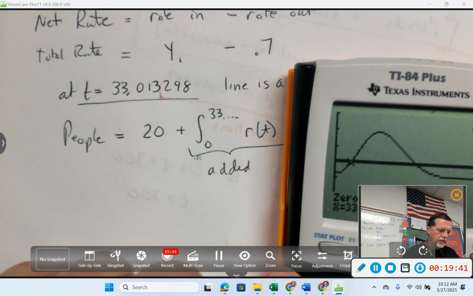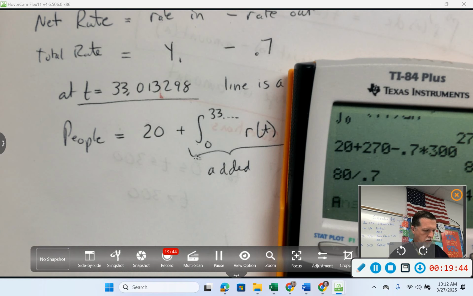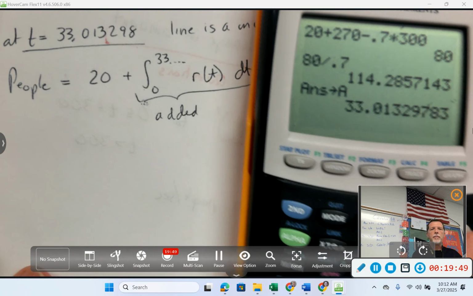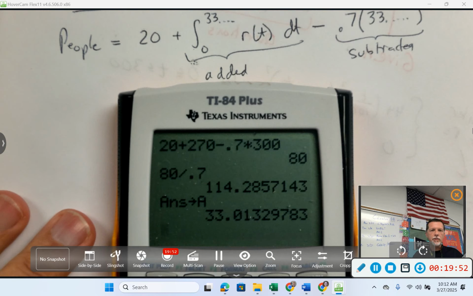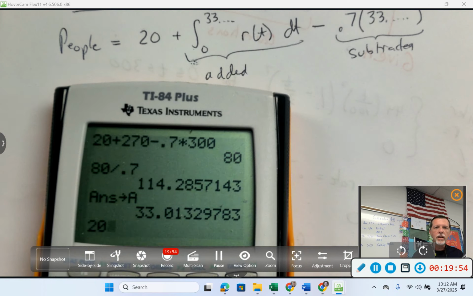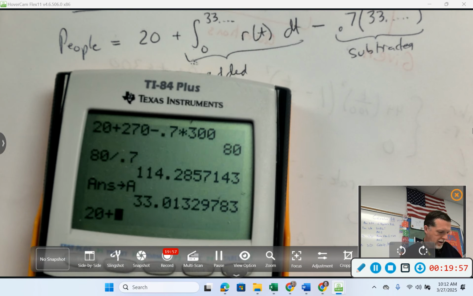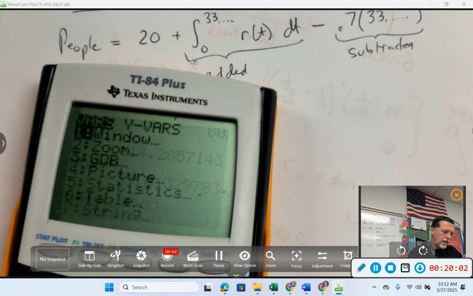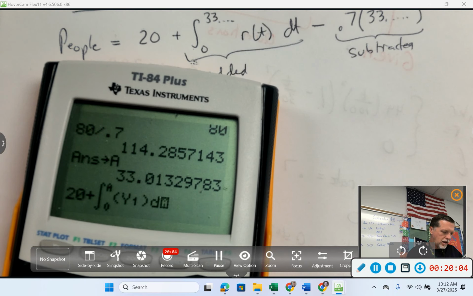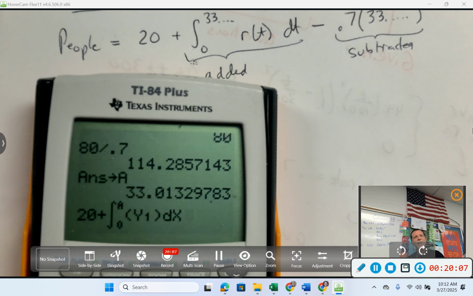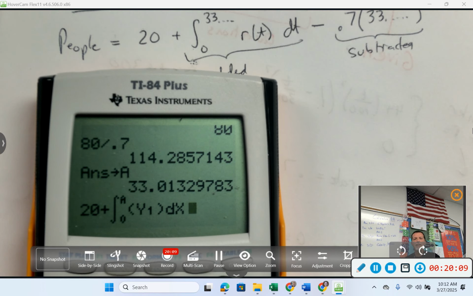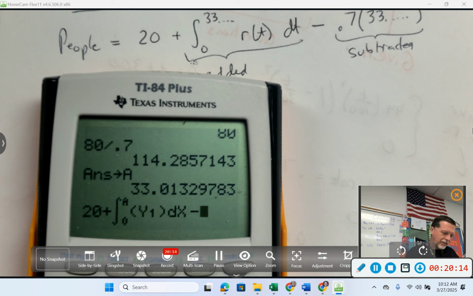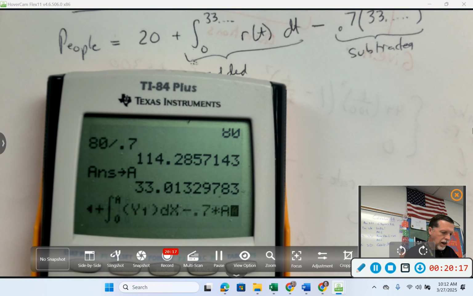So I'm going to save that number, store that number as A. There we go. And then I'm going to type in my calculator what I just said. We started with 20 people. We're going to add math 9, 0 to A of y1. So there's how many people we added. We're integrating the enter rate, and then we will subtract the exit rate, 0.7 times A.